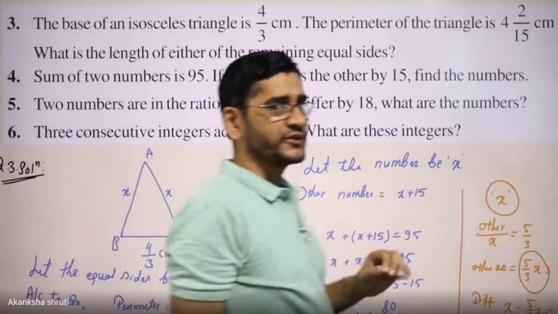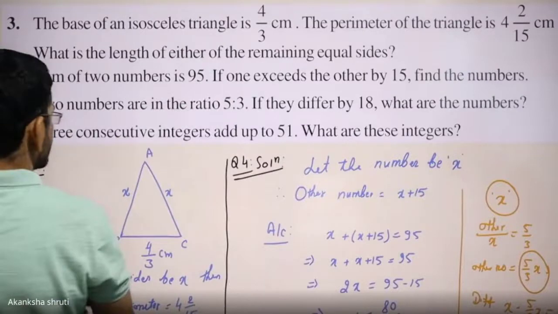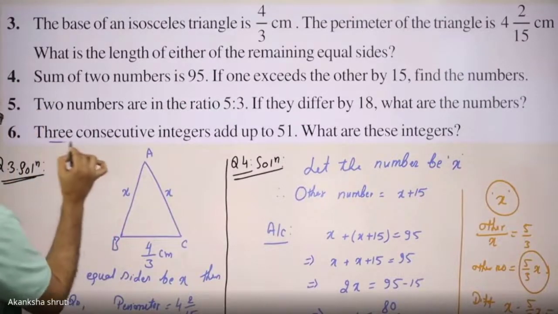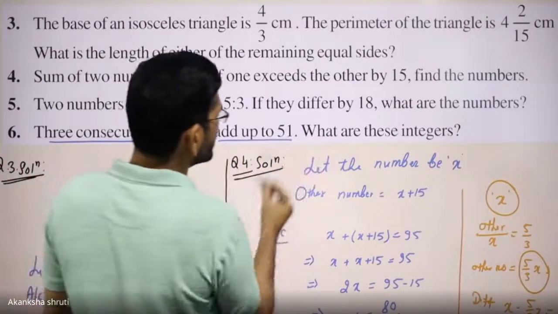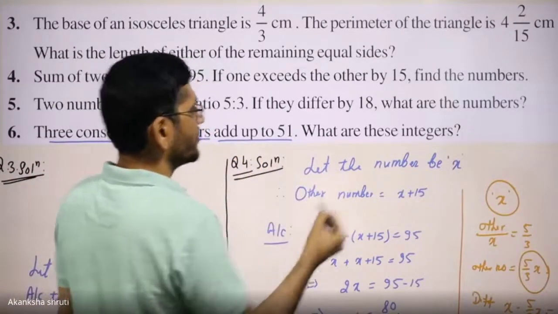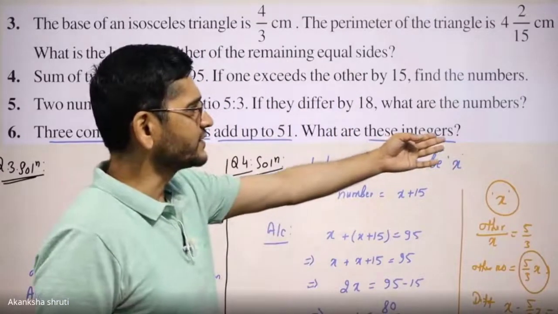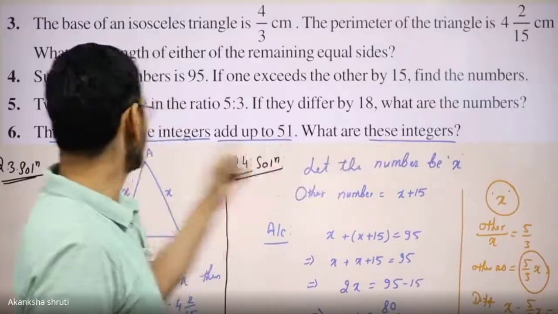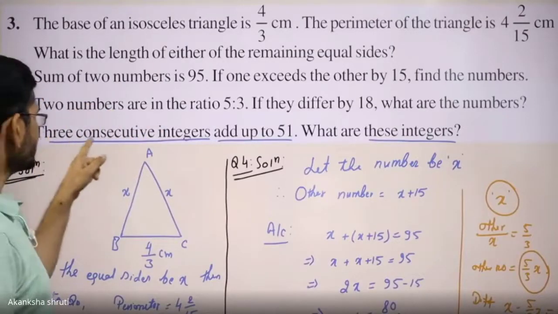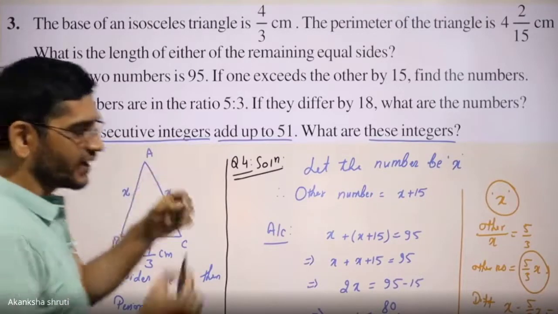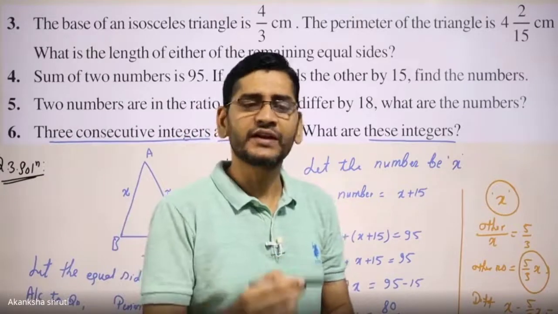Now let us come to question number 6. In question number 6, it is given that 3 consecutive integers add up to 51. What are these integers? So integers we have to find. How many integers? It is given 3. 3 integers we need to find. But these integers should be consecutive. Consecutive means just successive, one after another.